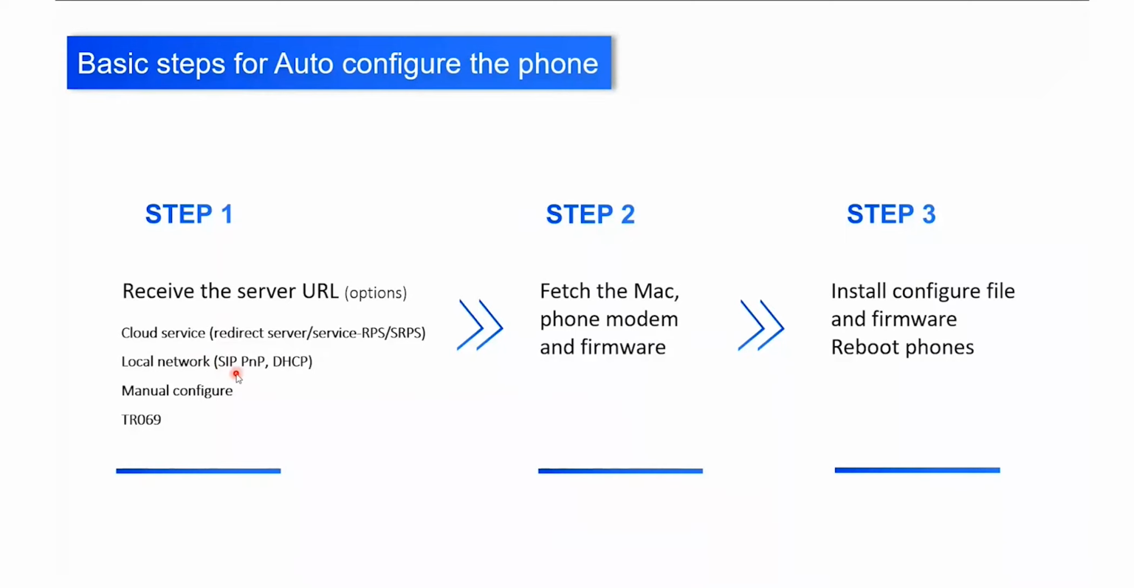You have to use a local network, access the local network, and use SIP PnP or DHCP. Of course, sometimes you have to manually configure your server URL to retrieve your files. And sometimes you can also use TR-069 to do that. After retrieving the server URL, you get the phone models or MAC address and firmware, and install them to your phone system. So after the phone reboots, the phone will be able to configure itself and make calls and so on. So it is a critical step you have to follow. Every phone, every vendor has to go through this. Okay.